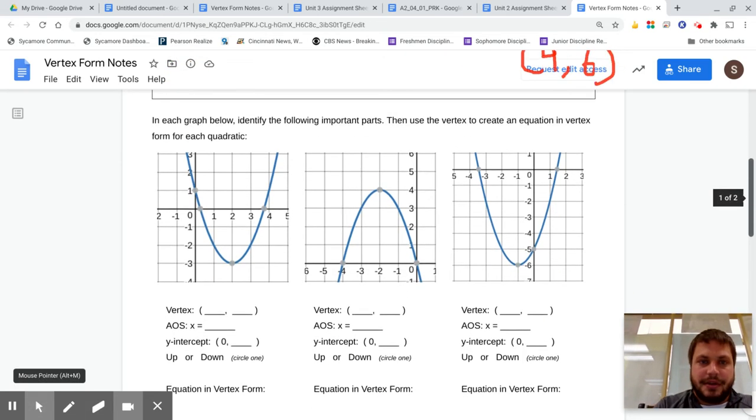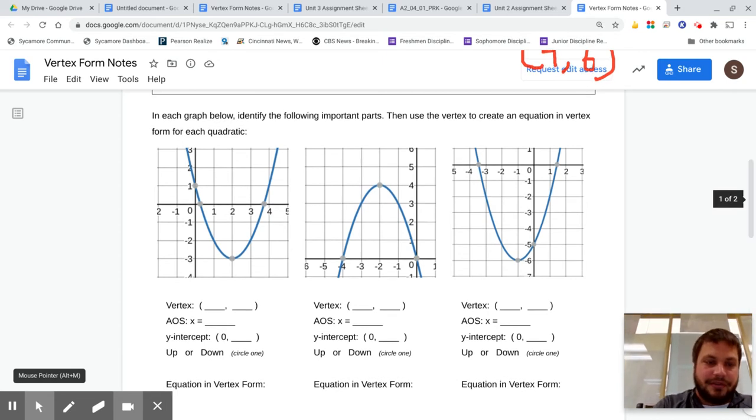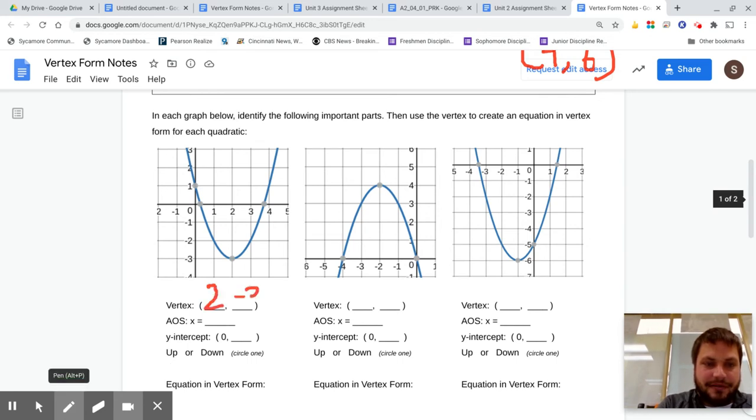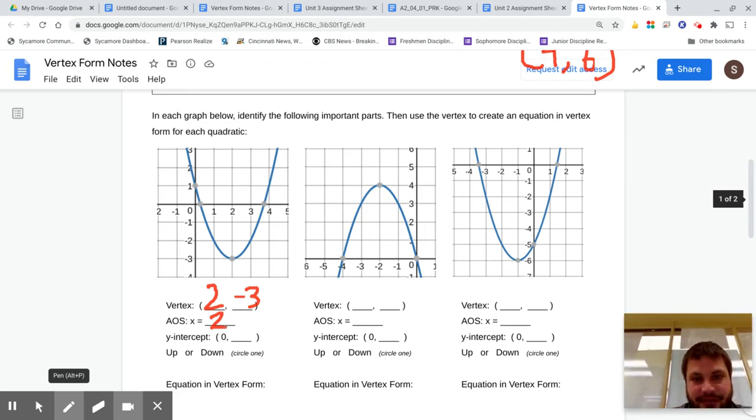For each of these graphs, we're going to list all these important details. First of all, the vertex of this equation would be at 2, -3, which means the axis of symmetry is at x equals 2. We just talked about that. To find any intercept, you can see this, but I'm going to show you a different way to do that in 1 second. This one would, of course, be opening up.